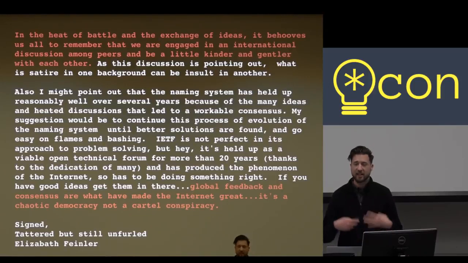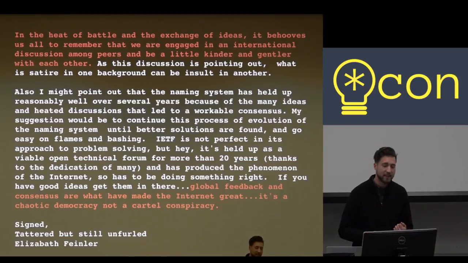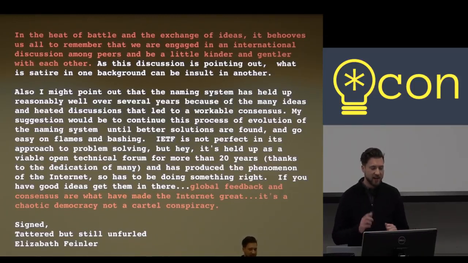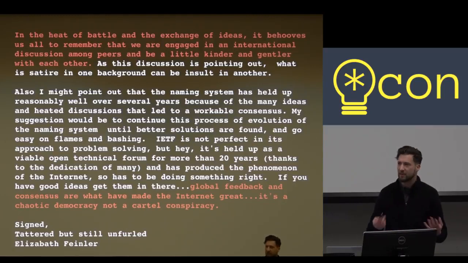And then she summarizes the way she was a leader on the internet. She says, "Global feedback and consensus are what have made the internet great. It's a chaotic democracy and not a cartel conspiracy." So I think it summarizes the impact that she had on the culture.